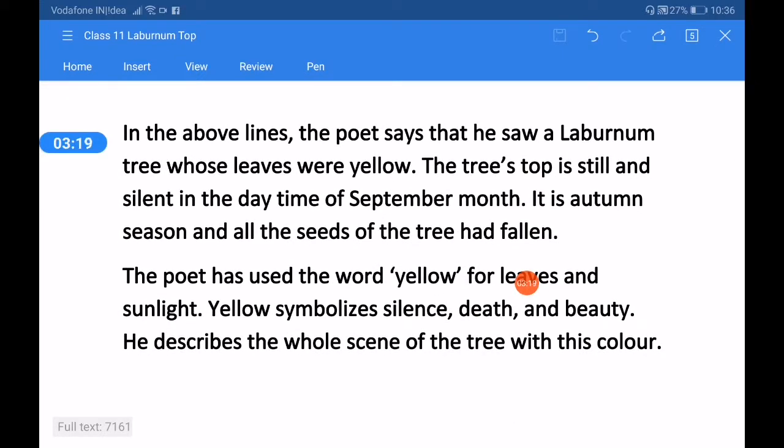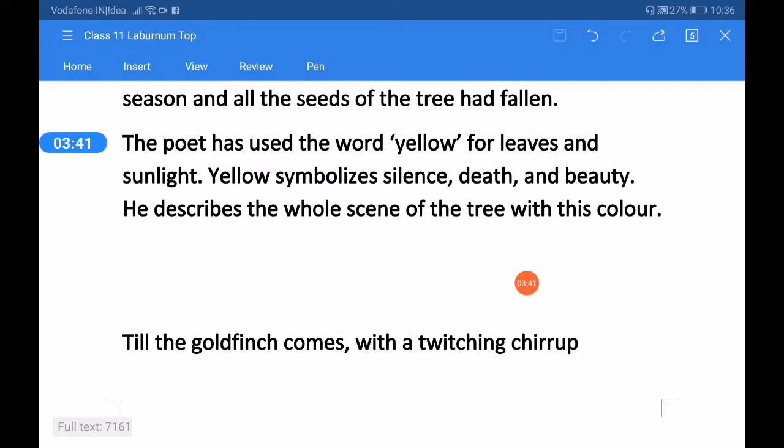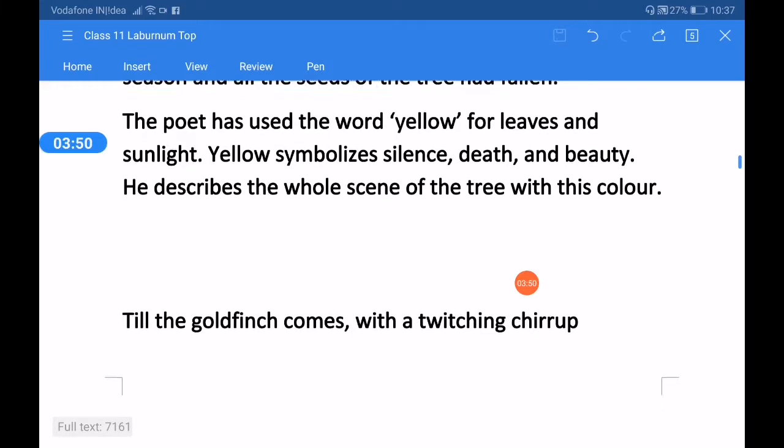Explanation of the above stanza is: in the above lines, the poet says that he saw a laburnum tree whose leaves were yellow. The tree's top is still and silent in the daytime of September month. It is autumn season and all the seeds of the tree had fallen. The poet has used the word yellow for leaves and sunlight. Yellow symbolizes silence, death, and beauty. He describes the whole scene of the tree with this color.